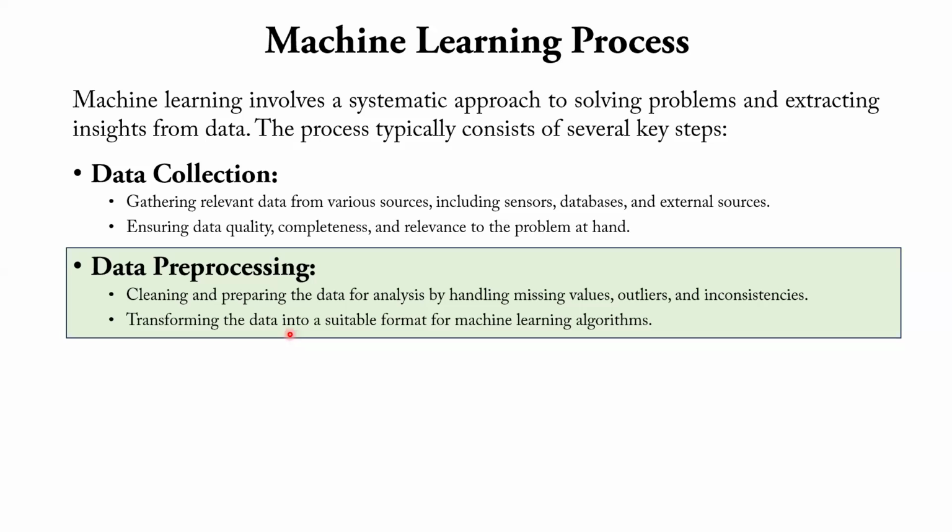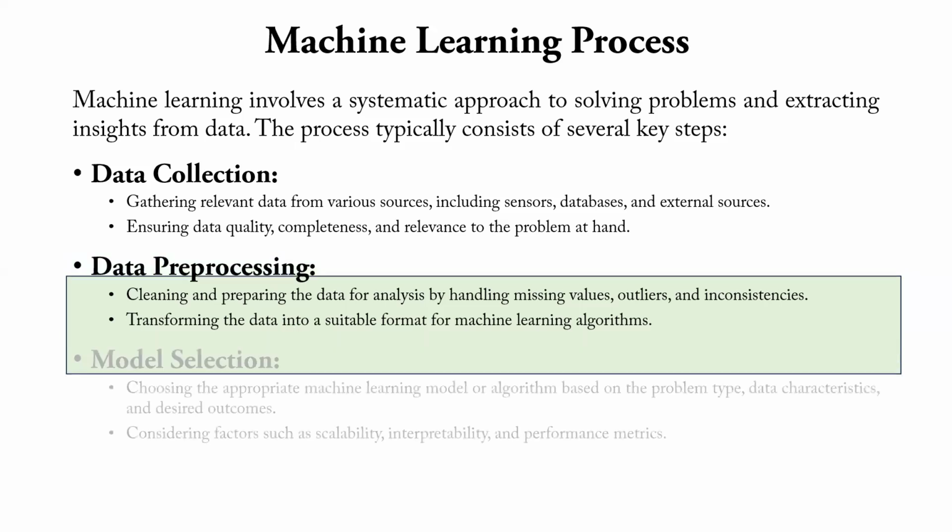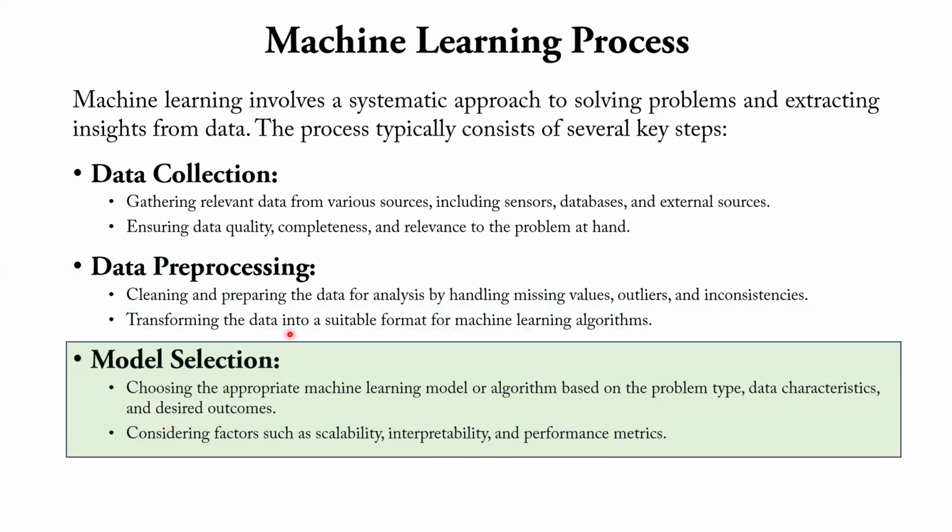The time taken for solving these algorithms is quite long. So scaling is used to transform the data by using standard scalar functions that we are going to see. Next, model selection. Already choosing the appropriate machine learning model algorithm based on problem type. So consider factors like scalability, interpretability, and performance metrics.